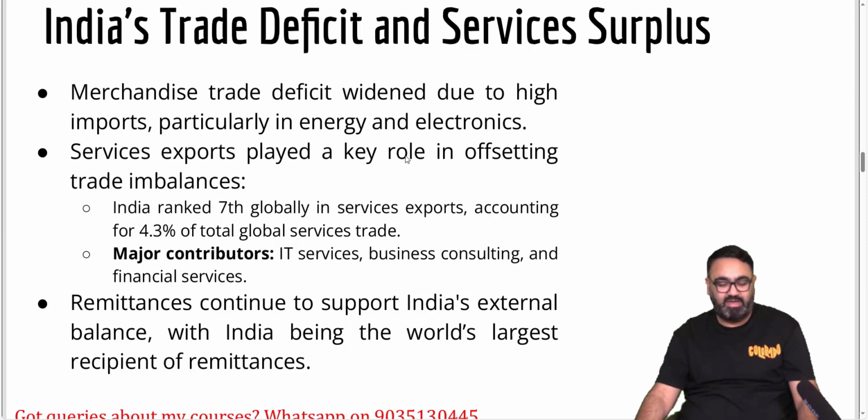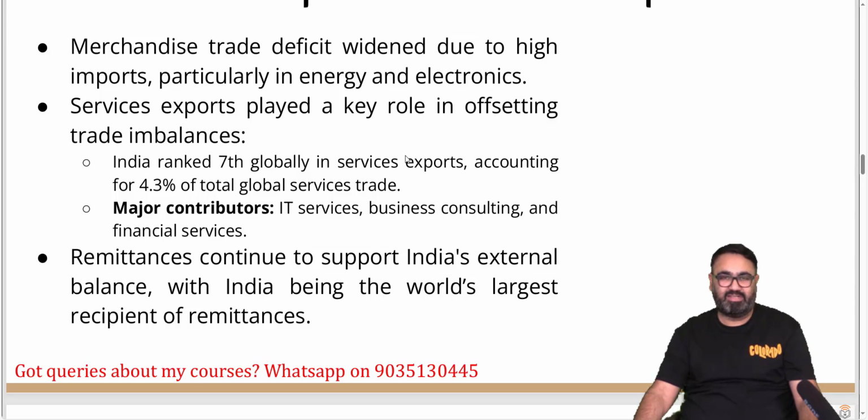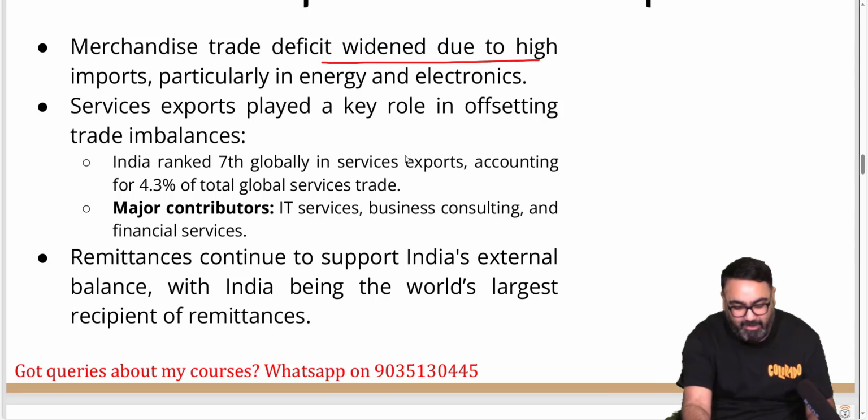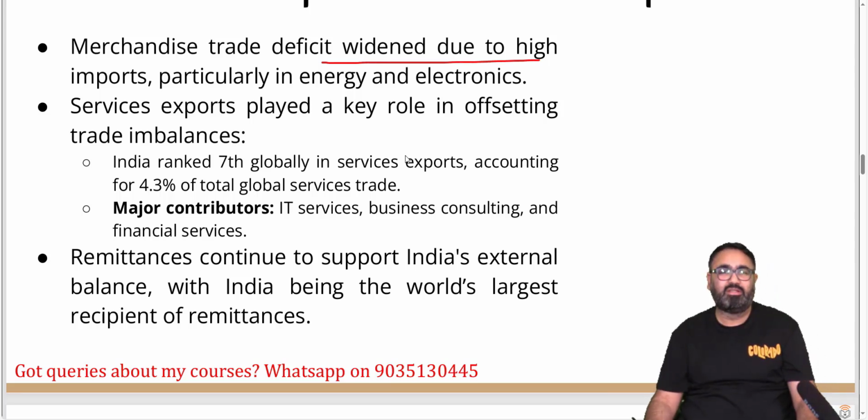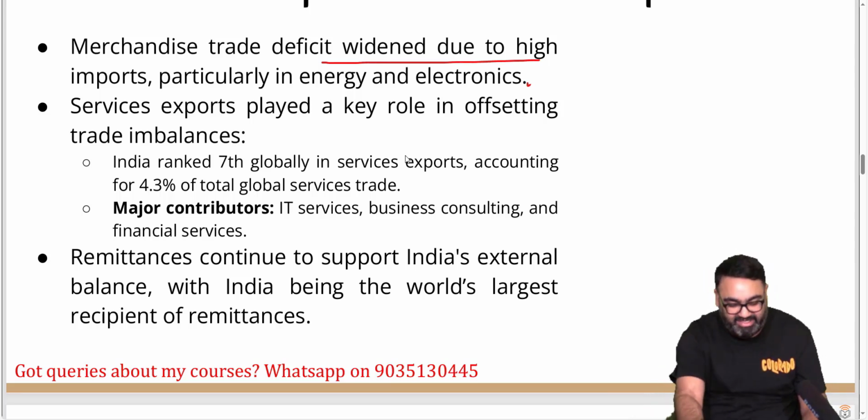What about our trade deficit and service surplus? In the service sector, we obviously export much more than we import, so we will have a surplus, but it's not as wide as to offset our trade deficit in terms of goods. The merchandise trade deficit widened. We had much higher imports, especially in electronics, energy, etc.